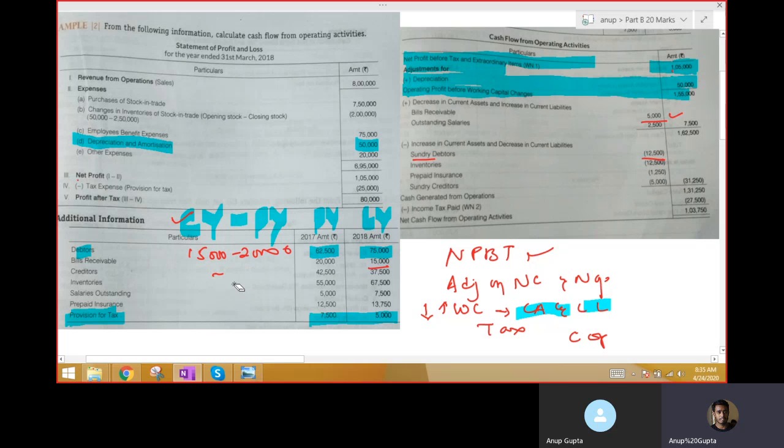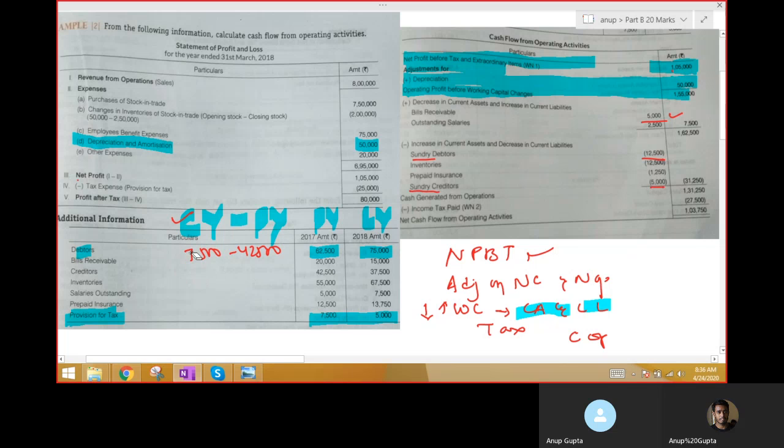Next, creditors. Creditor is a current liability. Again, how to find? Current year minus previous year. Current year is 37,500 and previous year is 42,500. So the difference is minus 5,000. So decrease in current liability will be subtracted.